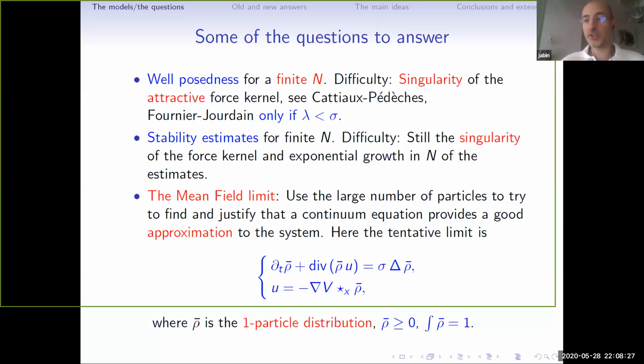Right, so the limit is given by a continuous system governed by the one particle distribution, which I'm going to denote rho bar in this talk. So rho bar is a probability distribution. It's a non-negative function with a total mass 1. And it satisfies an advection diffusion equation. You find the diffusion here. That's the reason why I had chosen the square root of 2 sigma in the slide before, so that I'll get sigma here instead of sigma squared over 2. And it's advected by a velocity field, and the velocity field is given by our gradient flow.